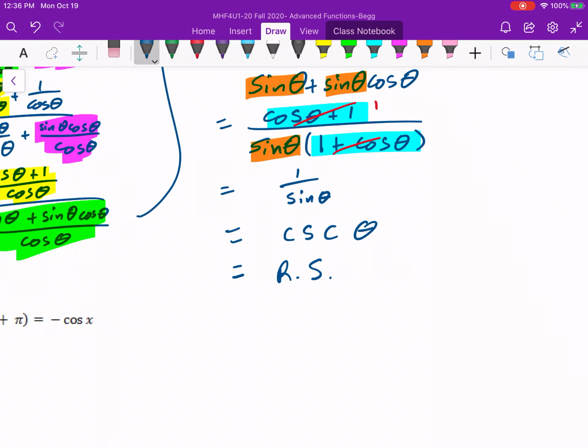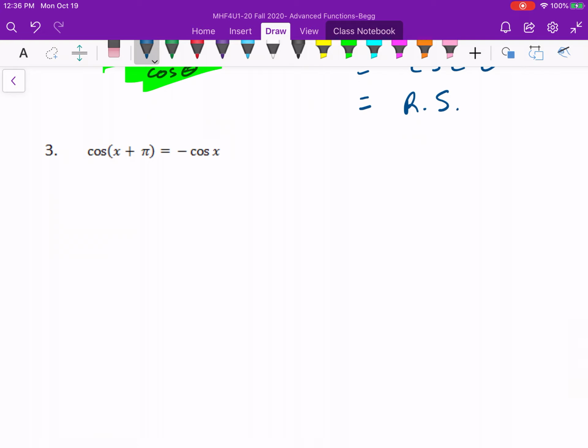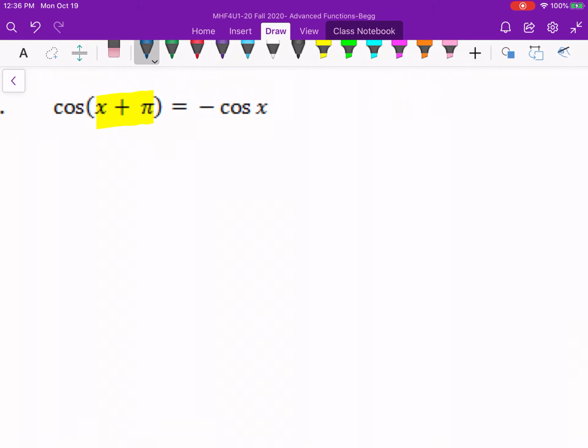Okay, the last one. Anytime you see something that looks like a double angle formula or a compound angle formula, which this certainly does to me, then maybe you should go back and use the double angle or compound angle formulas. So cos of x plus pi is one of our compound angle formulas.